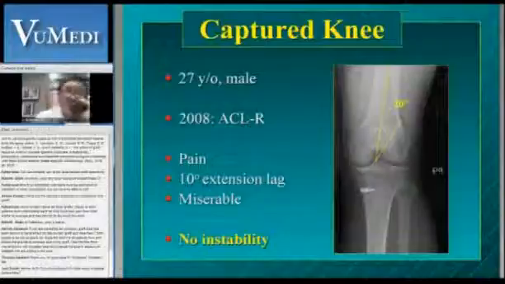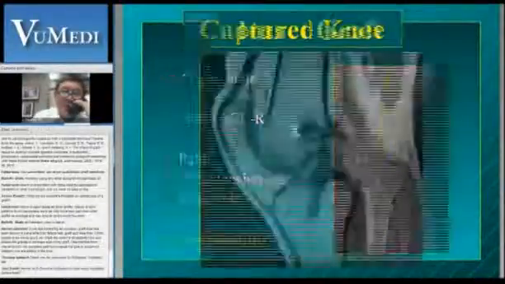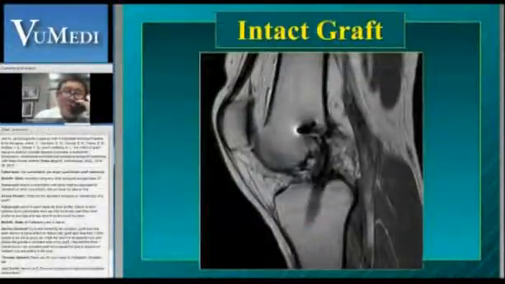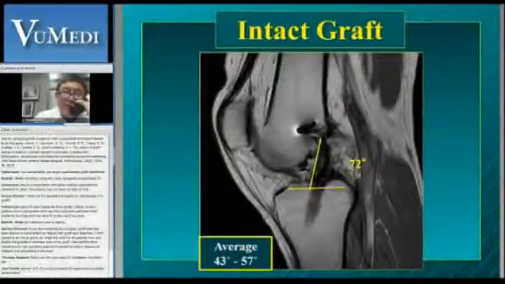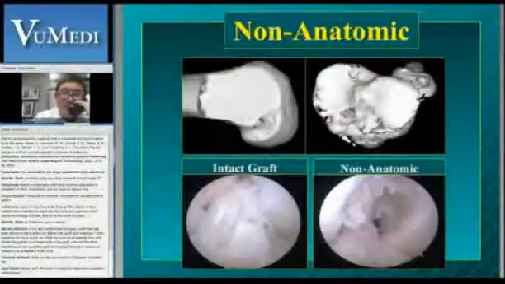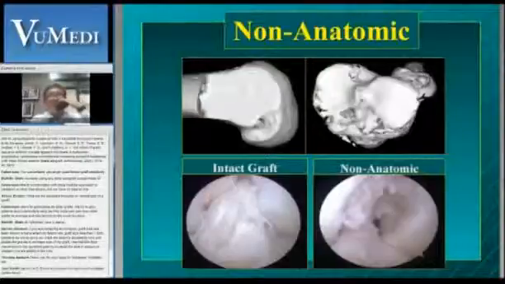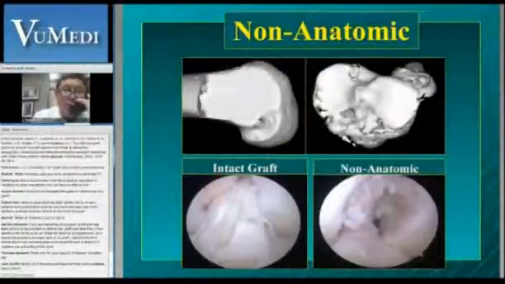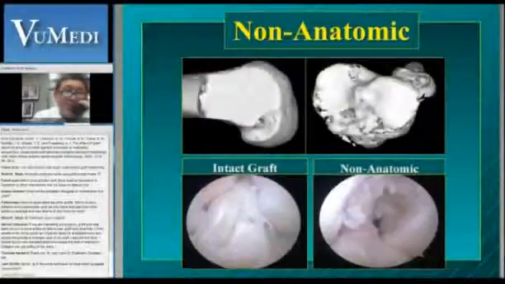But this is how the graft looks. 70 degrees, very vertical. And if you do the CAT scan, you can see both the femoral side and the tibial side are absolutely in the wrong position. If the tibial side is quite right, sometimes you can get away with non-capture knee. But this patient is absolutely miserable.